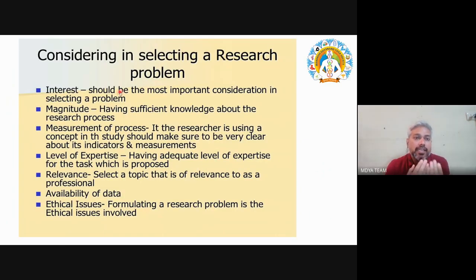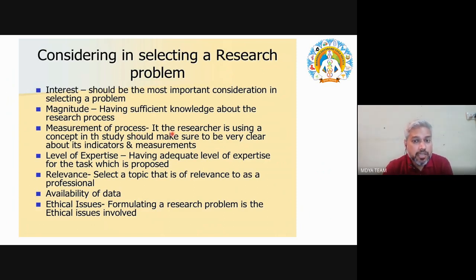Now the second thing is consideration in selecting a research problem. When you go for selecting or creating a research problem, what considerations should be there? First is interest. Definitely, without interest you will not do anything. There should be magnitude, having sufficient knowledge about the research process, right? If you do not have knowledge about the research process or magnitude, you will not complete it.